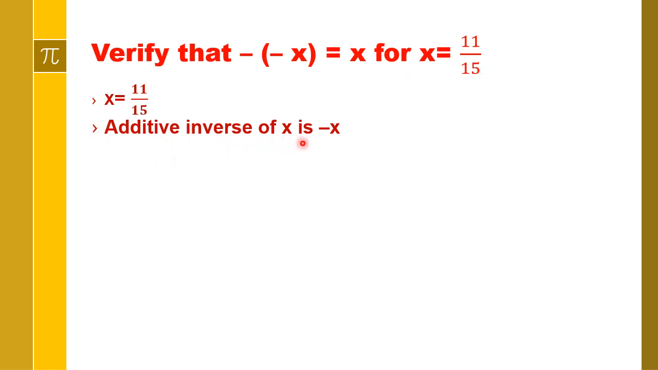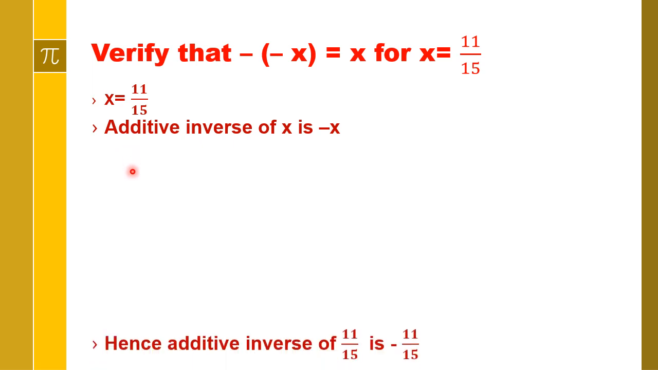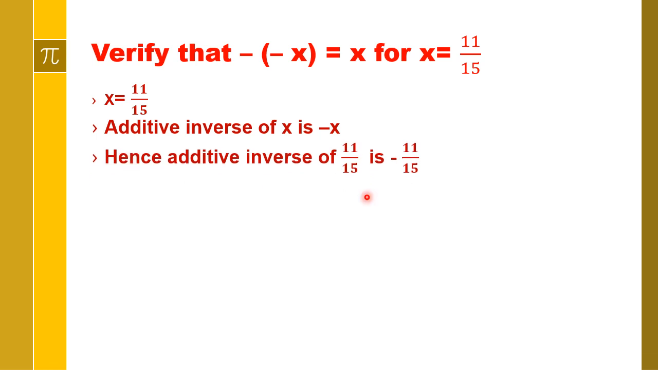Additive inverse will be minus x. What can minus x be? Just guess. Yes, your guess is correct. It is minus 11 upon 15, which is the additive inverse of 11 by 15.